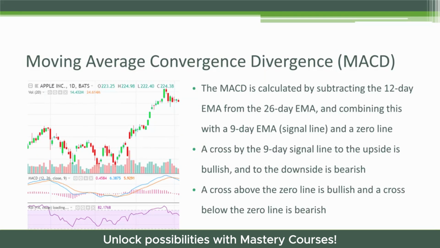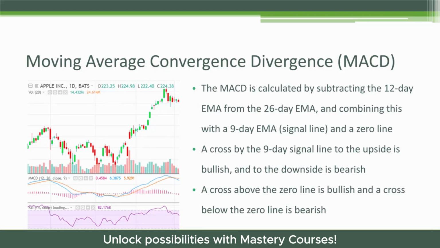It's the 12-day EMA subtracted from the 26-day EMA, and that gives us one line, which is our slow line. Our fast line is a 9-day EMA, and that's our signal line. And then finally, we'll have a zero line that these two lines will cross above and below as a stock trades. There are a couple of different things that we're looking at in the MACD to give us a buy or sell signal.